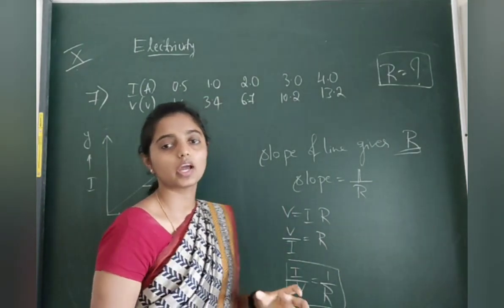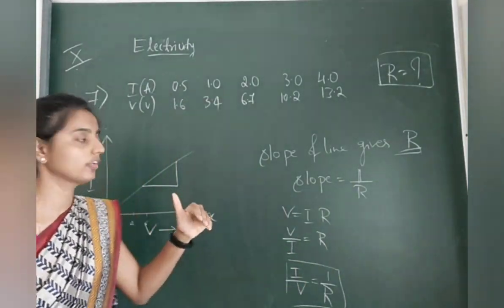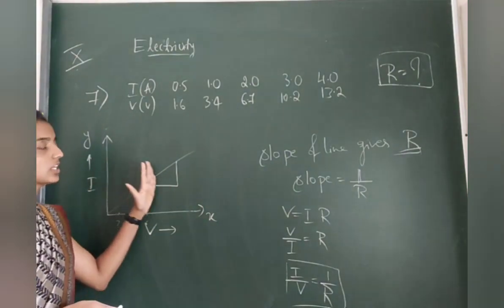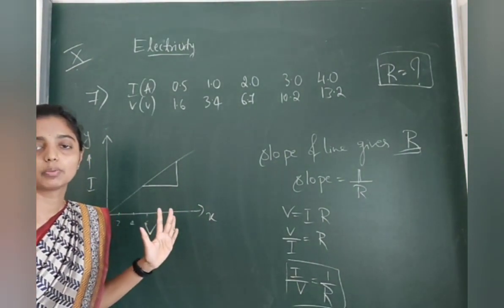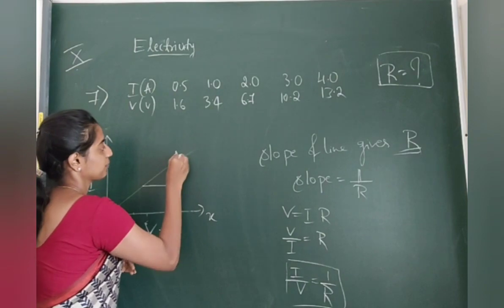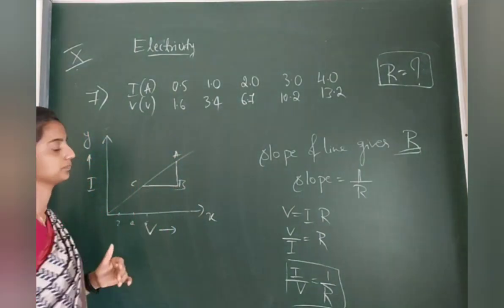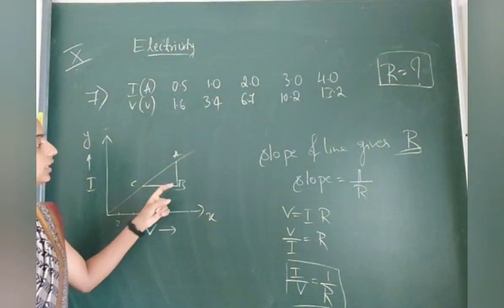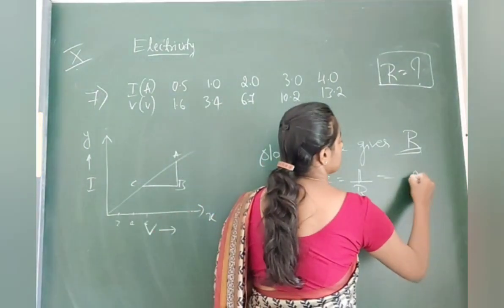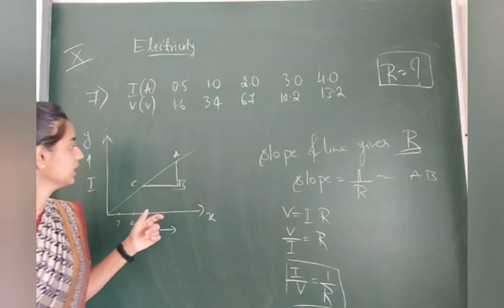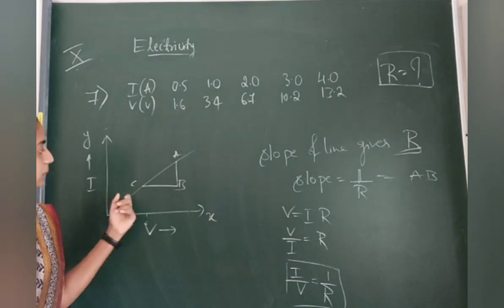Now how are we getting 1 by R? Usually in the numerator, what do we write? In the numerator, we will be taking the value with respect to the y-axis. So let me name the triangle as ABC. That means in the numerator we should get AB, and in the denominator that is BC.